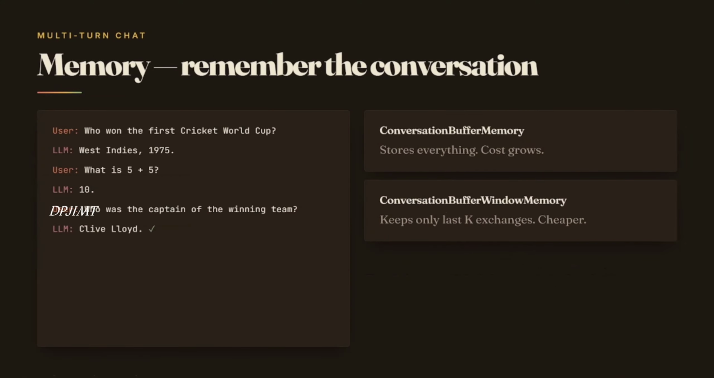Memory allows chains and agents to remember the conversation history. So when a user asks who was the captain of the winning team after a question about cricket, the system knows what sport they mean and by default answers about cricket. LangChain chains are stateless. You attach a conversation buffer memory to give them memory. For production, you typically use a windowed version that only retains the last n exchanges, avoiding runaway token costs.